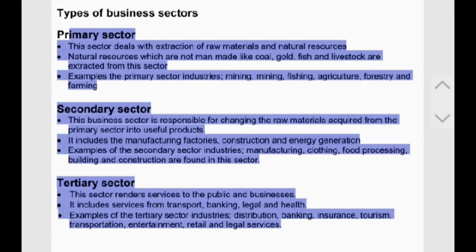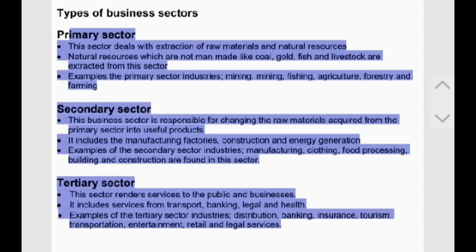Those are the examples that are in the primary sector. Now we go to the secondary sector. What is the secondary sector? I will explain the secondary sector as I did the primary sector. Look at your screen.